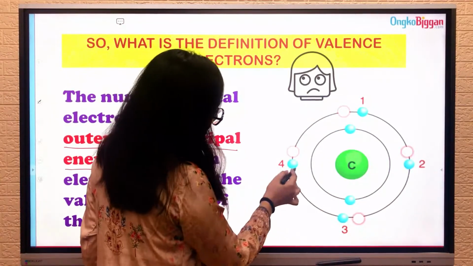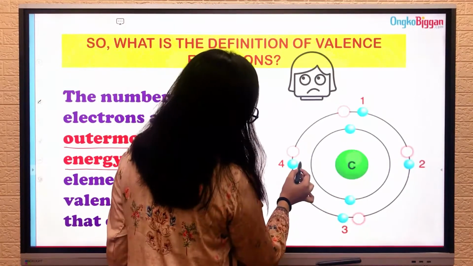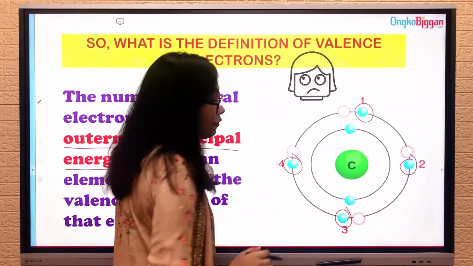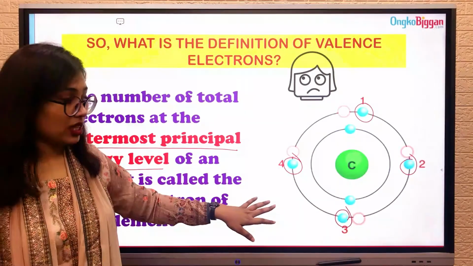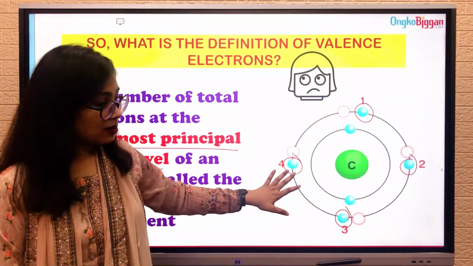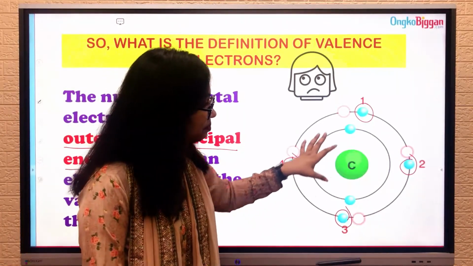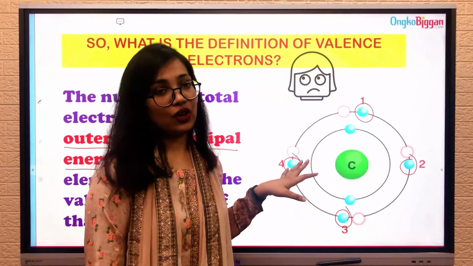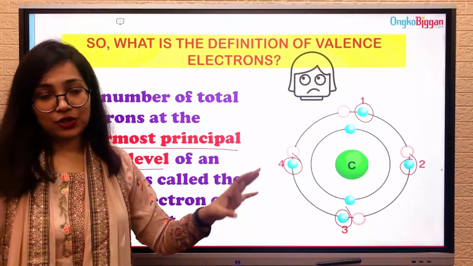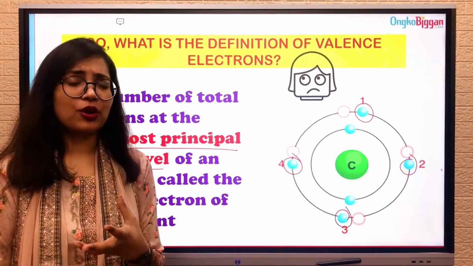See for example, this is an atom of carbon, right? And carbon has 1, 2, 3, 4 electrons on its outermost shell. This is the outermost shell or outermost energy level, right? So on this level, carbon has 4 electrons. This means that the valence electrons of carbon is 4. So the valence electrons basically means the total number of electrons present on the outermost energy level of any atom of any element.